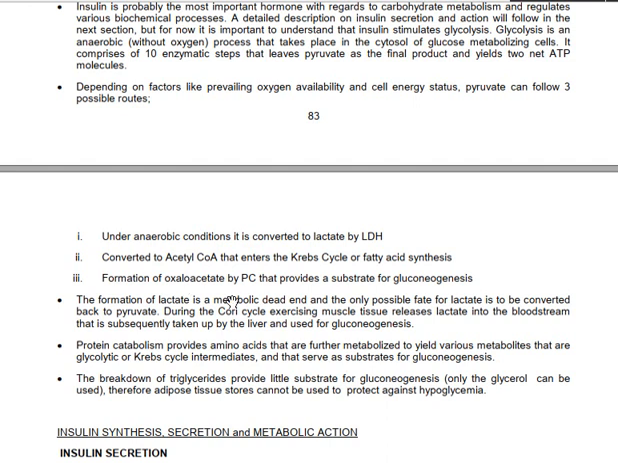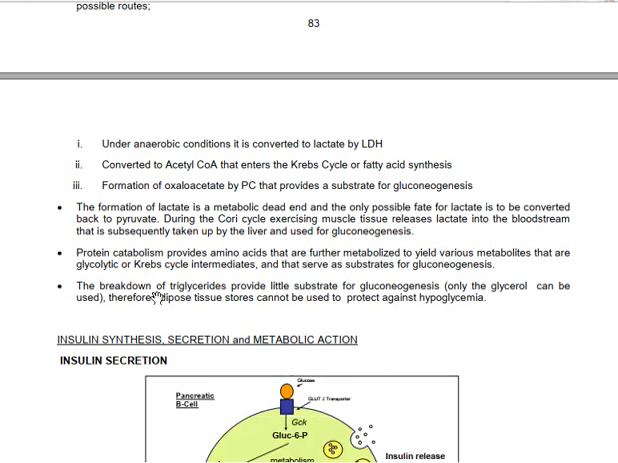So during the Cori cycle, exercising muscles release lactate into the bloodstream. That lactate is subsequently taken up at the level of the liver, where it is used for gluconeogenesis. Is it clear?